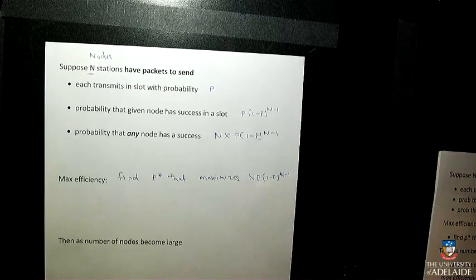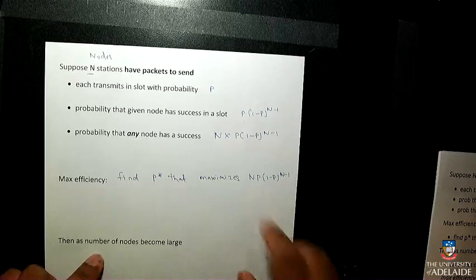So this will give us a value for p such that if my transmit probability is this value, then the chance that any node will have a successful transmission in a given slot is high, right? Because we don't want to waste any slots. We want to make sure that at least one node has a successful transmission in the slot. How can we maximize this chance? That's what we're trying to do.